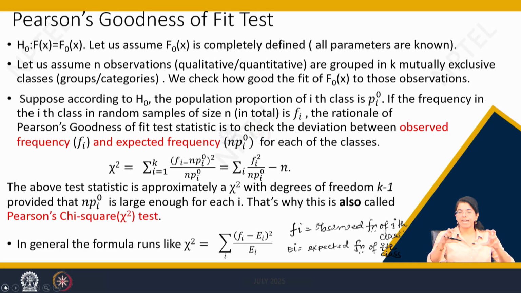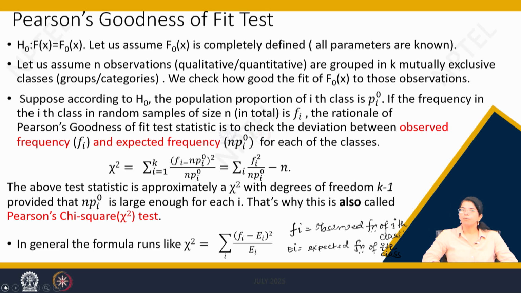Clear? Value multiplied by the probability, that's what expectation is. So that's what is reflected by the expected frequency for each of the classes, and the chi-square statistic is mathematically expressed by this form: summation Fi square divided by npi0, minus n. This test statistic is approximately a chi-square distribution with degrees of freedom k minus 1. Remember, the degrees of freedom is k minus 1, provided that npi0 is large enough for each i.